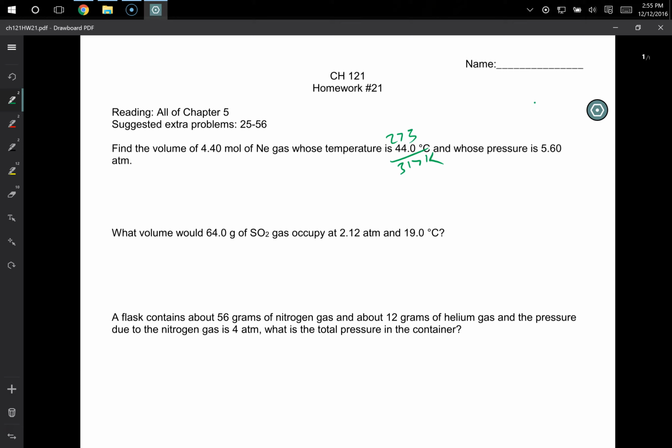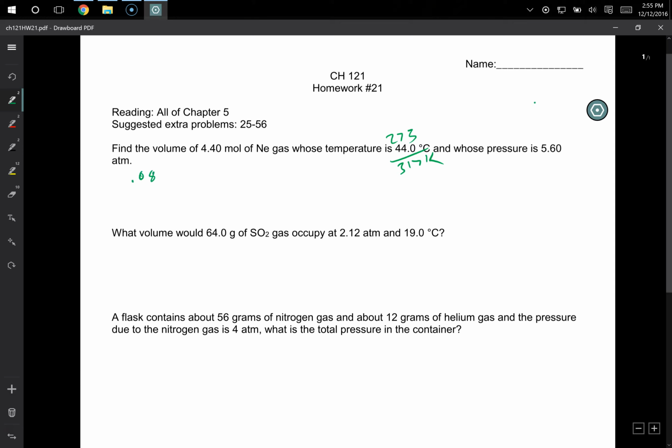What kind of problem is this? How do you know it's an ideal gas law problem? There's no before and after. There's no P1, V1, right? Or P1, P2 kind of stuff. This is just a bunch of individual pieces of information with no alternative to it. I'm looking for a volume. Is there any volume unit up here? No. So what do you use? The ideal gas law constant, the R.